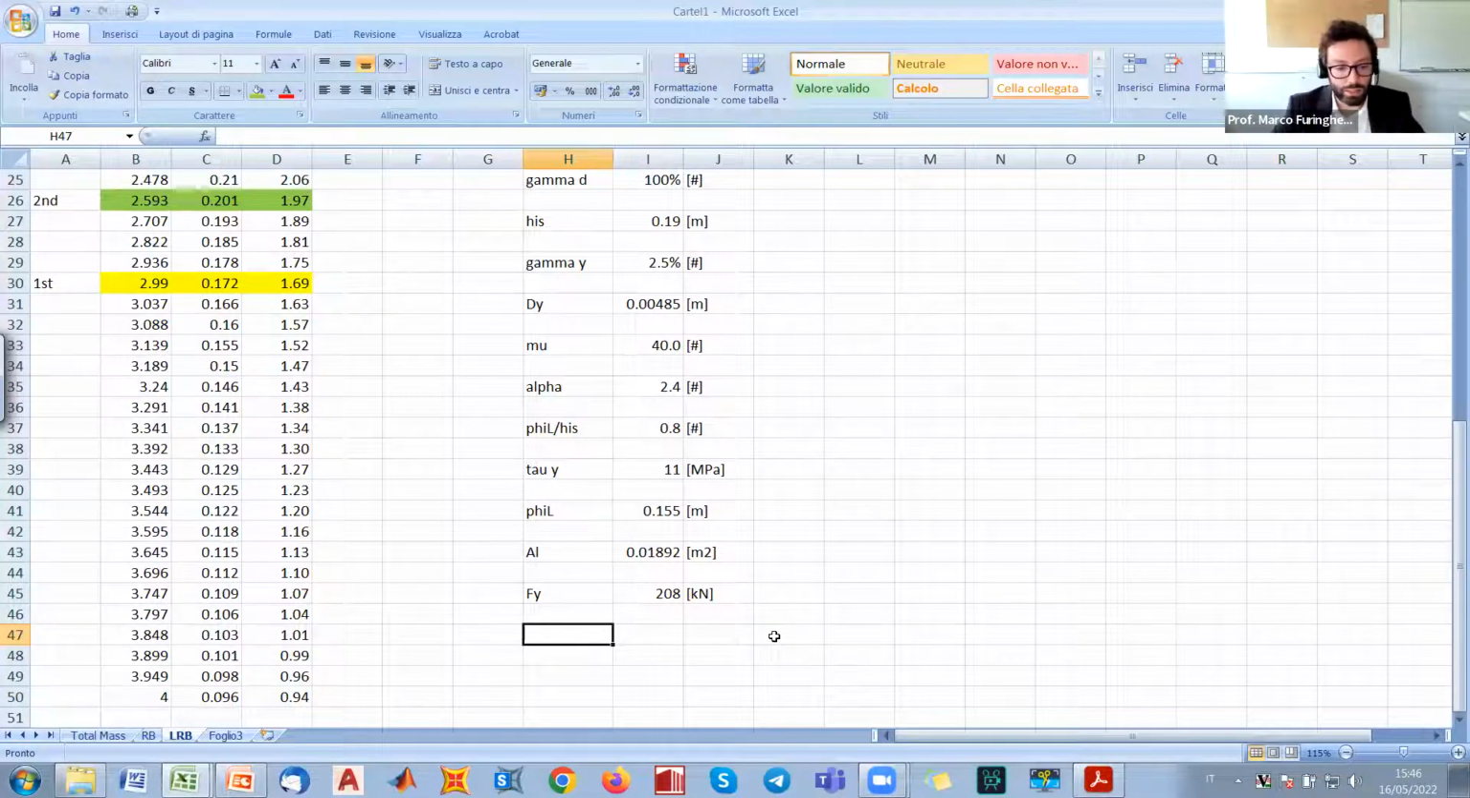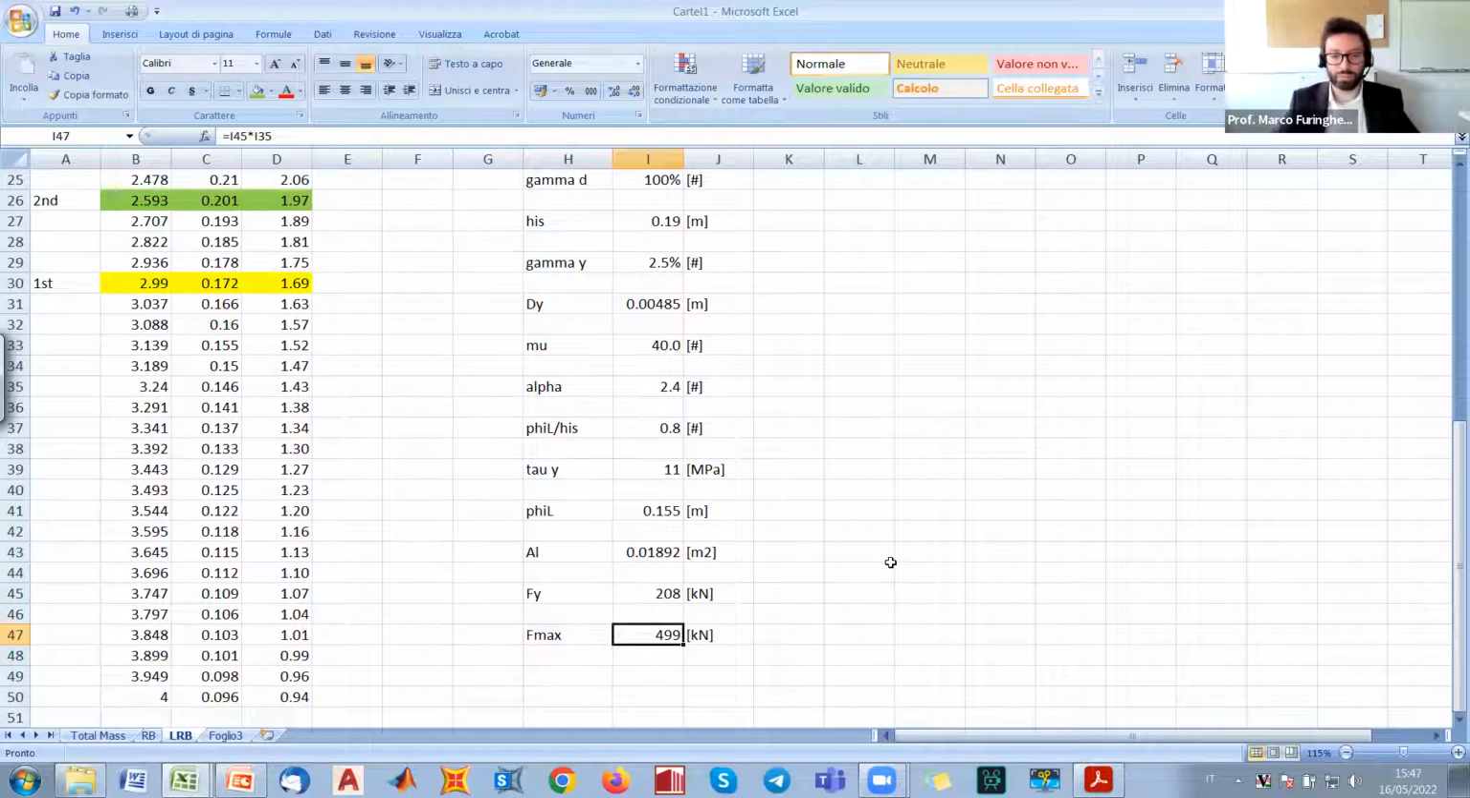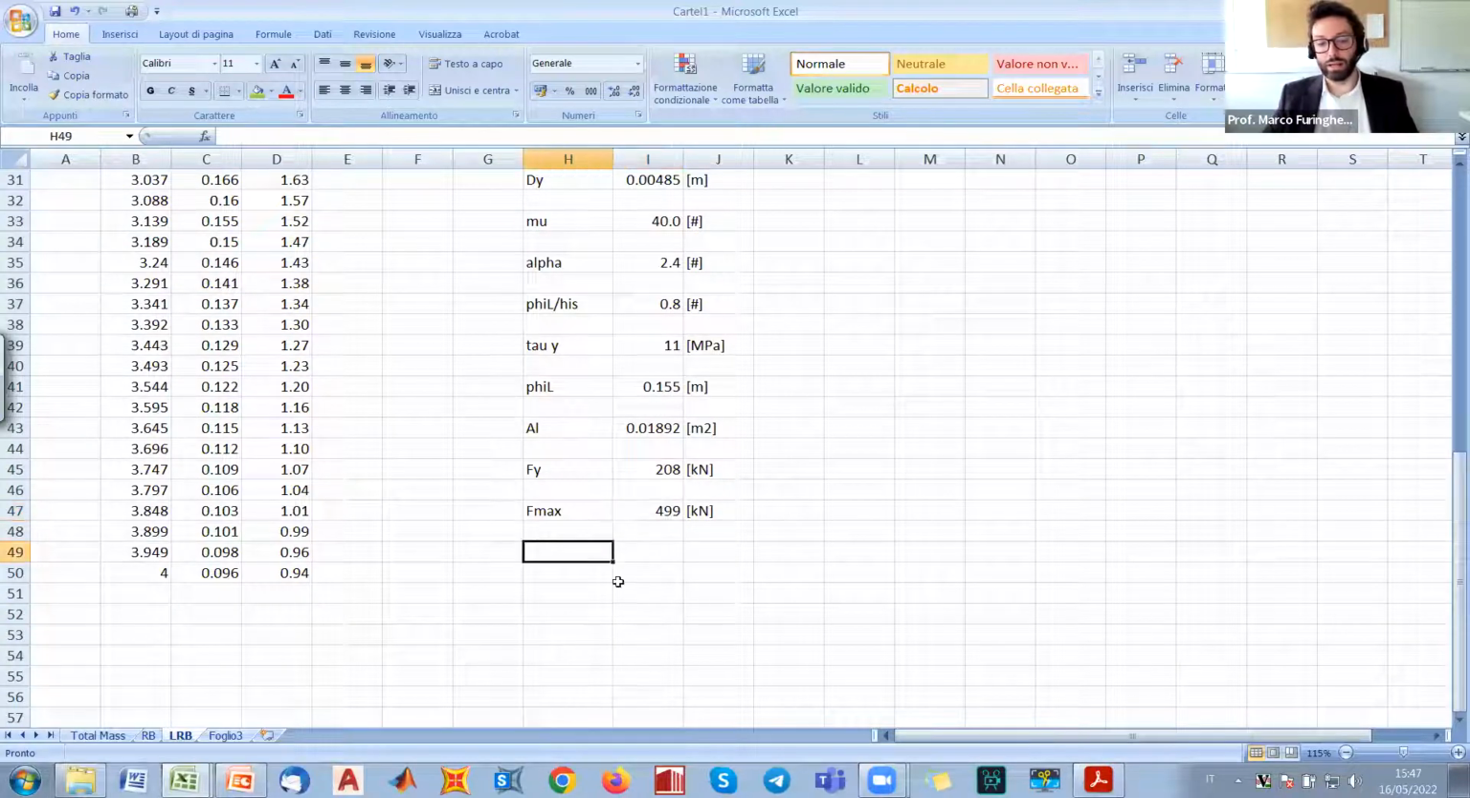Then we can compute the maximum force in kilonewton, as the multiplication between the yielding force times the overstrength, so alpha. Okay, so this is the single force value, approximately 500. And then we can come up with the external diameter by considering the post yielding stiffness, but that is just a geometrical parameter.